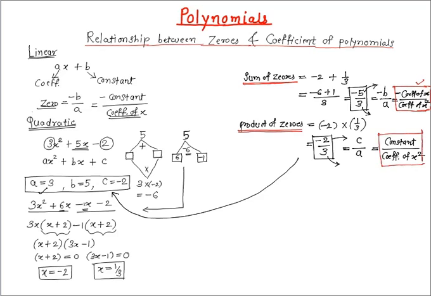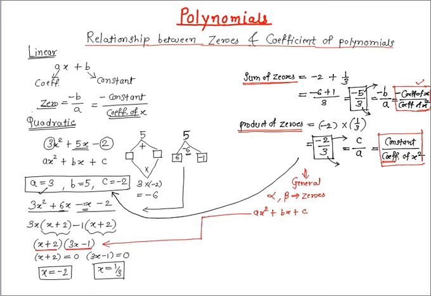You can clearly see there is a relation between product of zeros and the coefficient. To generalize this, if alpha and beta are zeros of this quadratic polynomial x square plus bx plus c, compare it with the example we have seen, the product of two terms x plus 2 and x minus 1. From these two terms we have got the zeros of the polynomial, right?